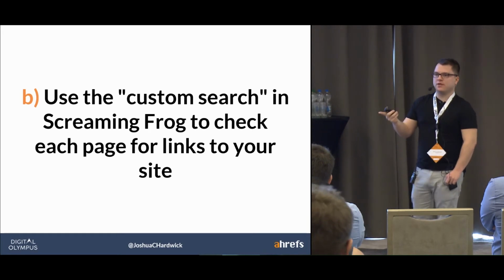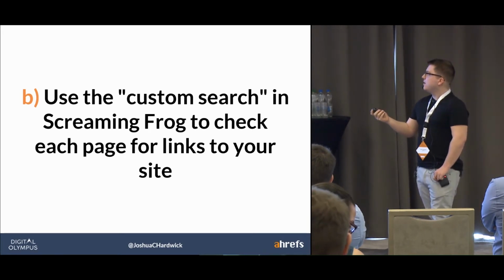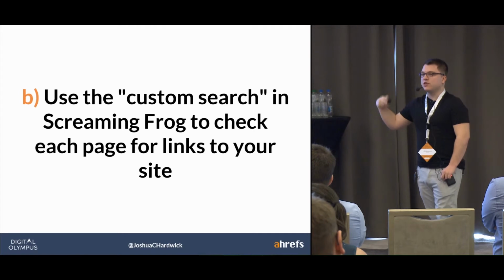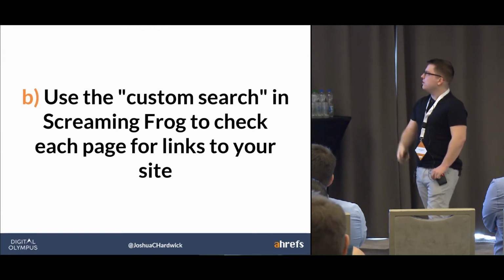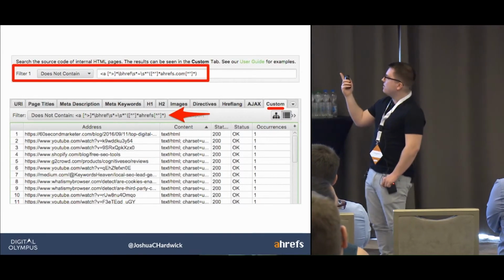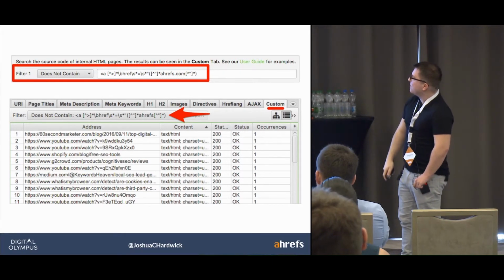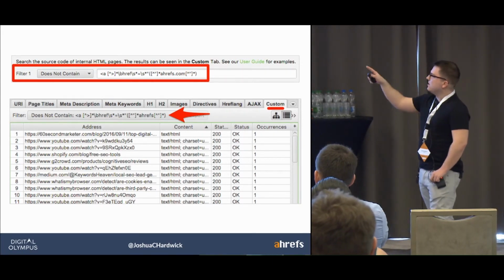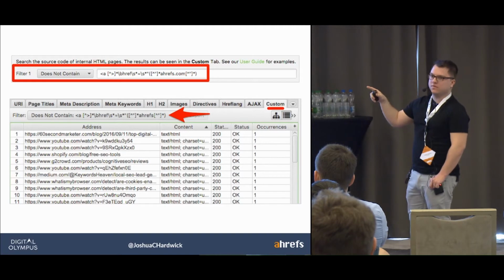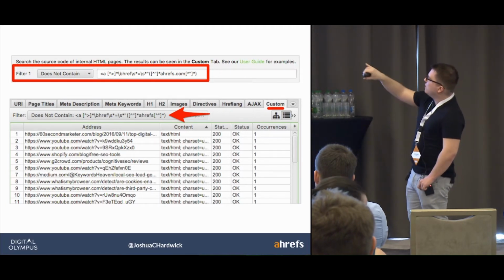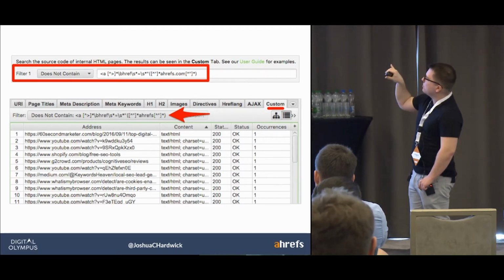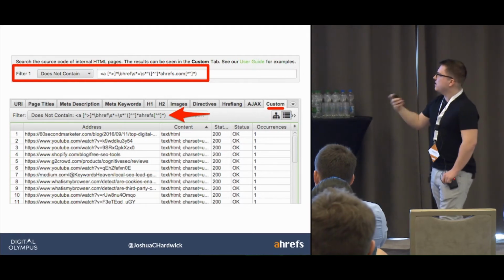There are other ways to do this, but this is the best way that I've found to do it. So you can check each of those pages and see whether they actually link to your site or not. I'll post this online, because the regex query is a bit complicated. But basically, you just paste that into the custom search feature in Screaming Frog, and replace where it says ahrefs.com with your own website, if you're doing this for your own website.